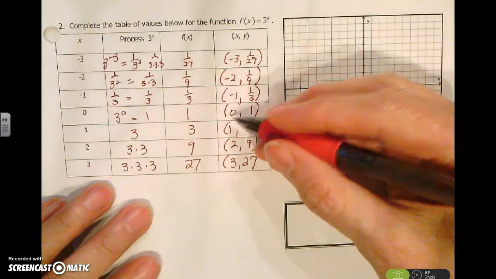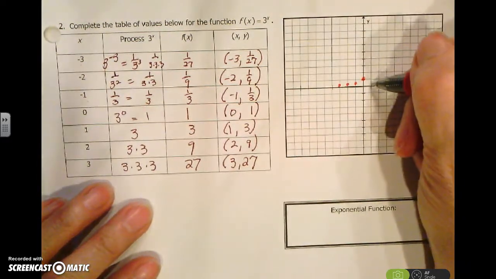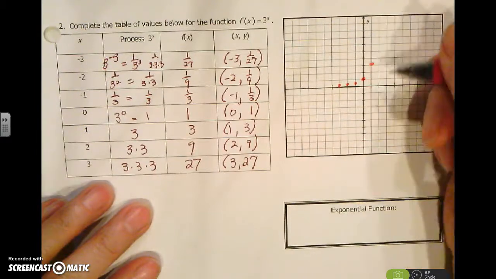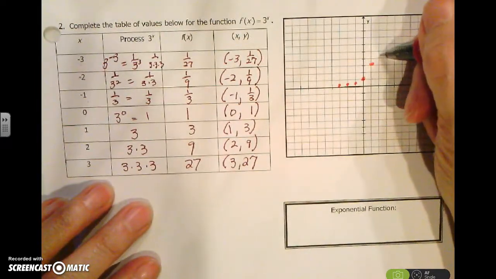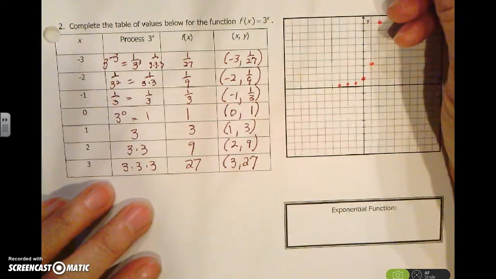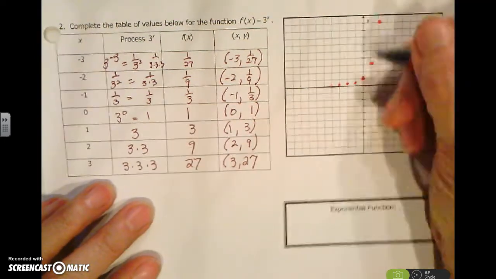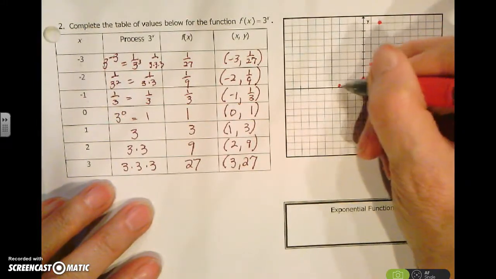Then we have 0, 1 here. We have 1, 3, so 1, 1, 2, 3. And then we have 2, 9, so 2, 1, 2, 3, 4, 5, 6, 7, 8, 9. And then 3, 27 is way high up there. So you can kind of see the way this is going to curve.